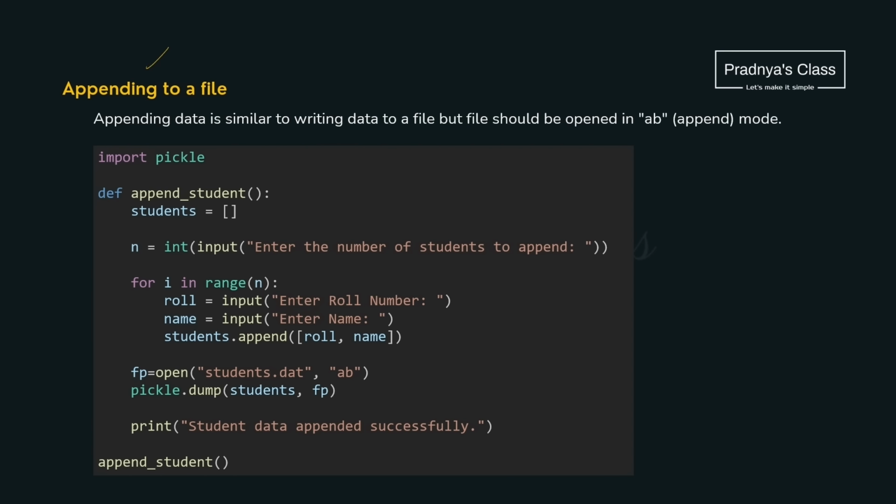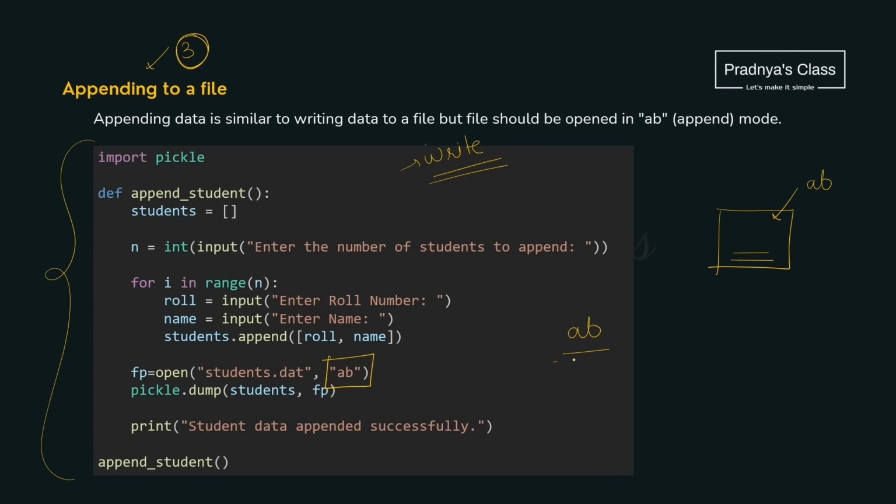Here is the third operation, that is, appending data to the file. If the file already exists, we will open that file in the AB mode to add or append data to the existing file. The process will be similar to the write function. The only difference which we need to keep in mind is the mode. The mode will be AB for appending data to the file. We cannot open an already existing file in the write mode, otherwise the data will get erased and overwritten.